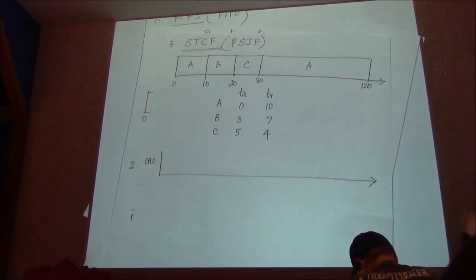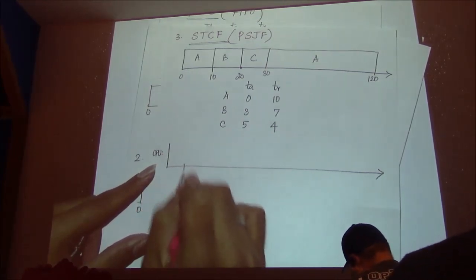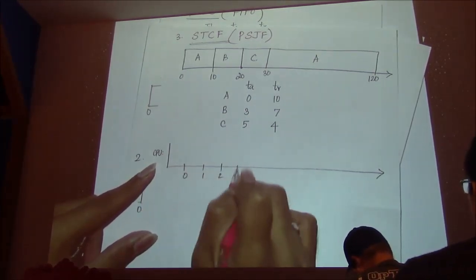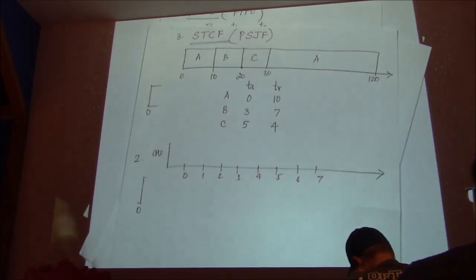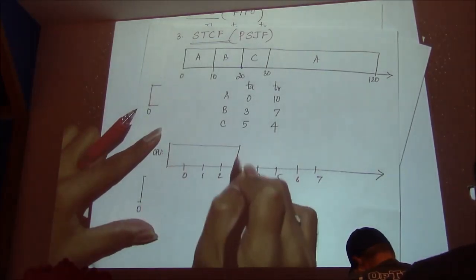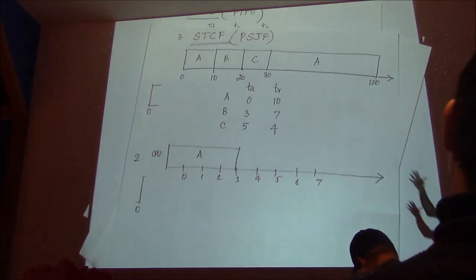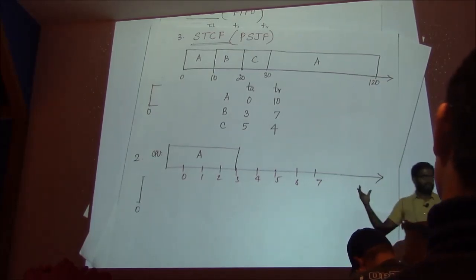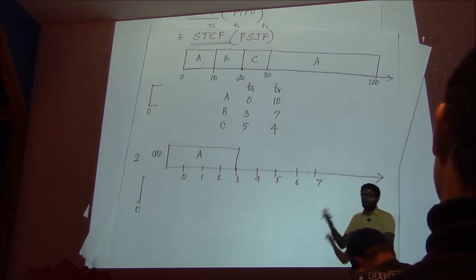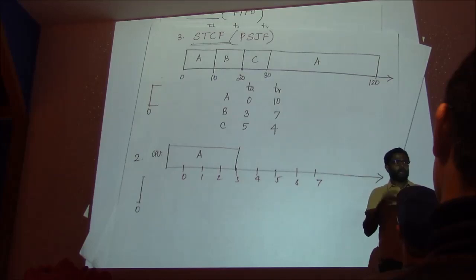So in this particular case, we really need not even worry about tie breaking. Let's just number this. From 0 till 3, we know that there's no other option. We only have A to be scheduled. But at time 3, we can either schedule A, because the time remaining in A is 7 seconds, or B, which just arrived and also has 7 seconds. At that time, is it better to schedule A or B?